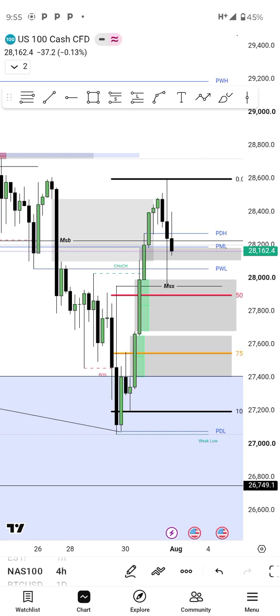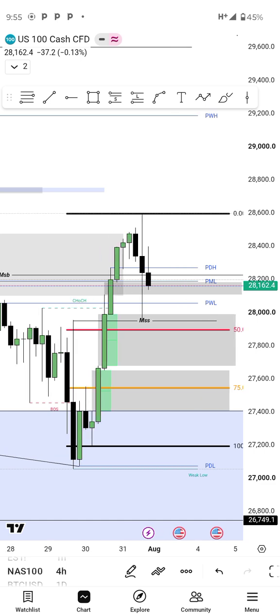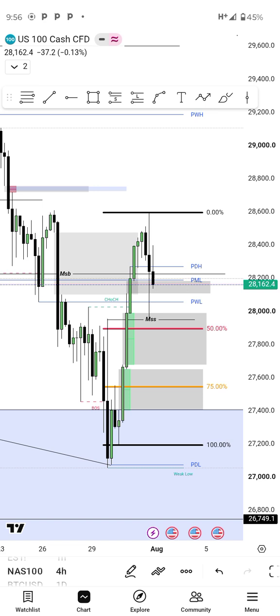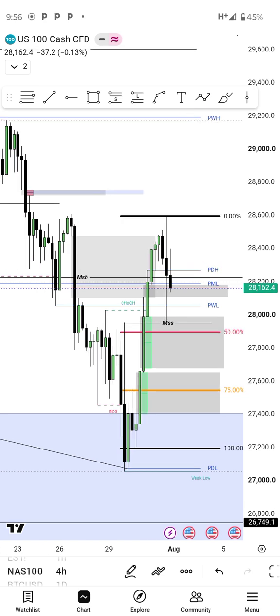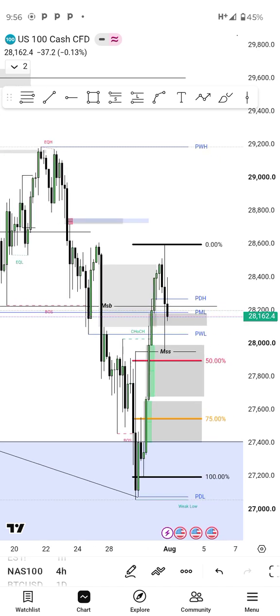We'll be looking for buys on Nasdaq, because we shifted market structure to the upside, and we look for buys below the 50%, or at the 50% area. So as for Nasdaq, by next week we'll be looking for buys on Nasdaq.